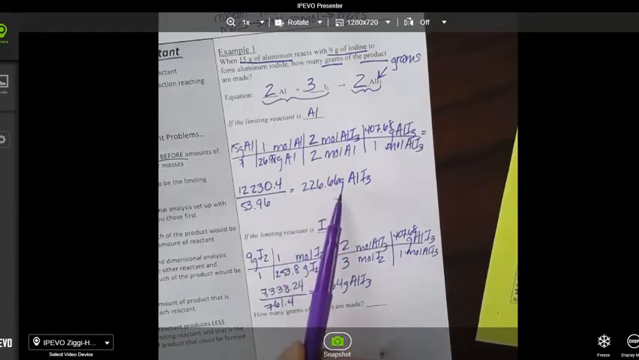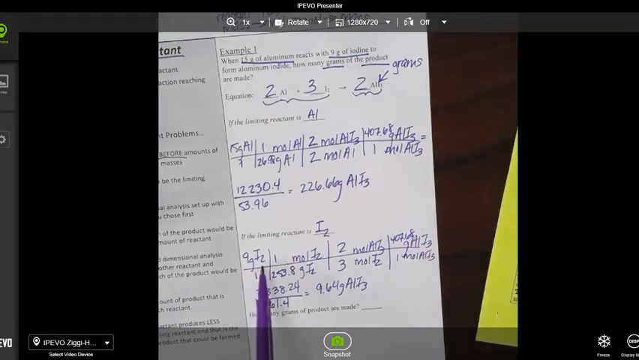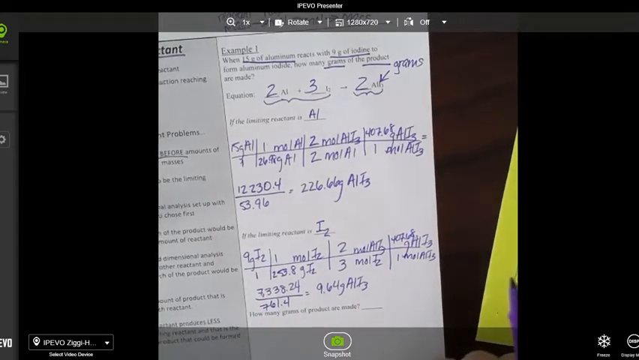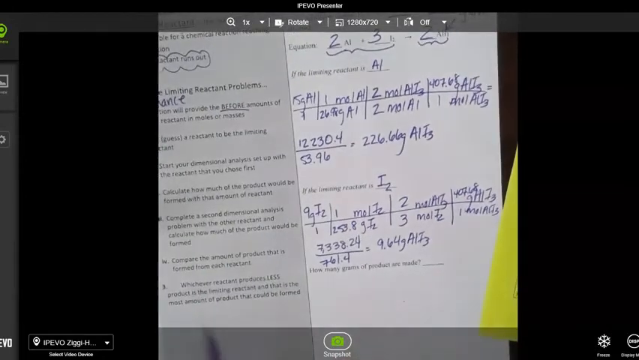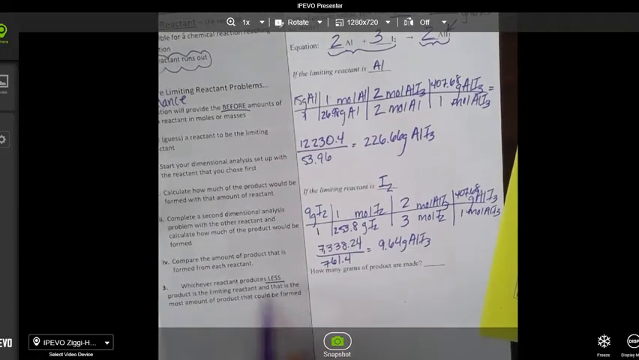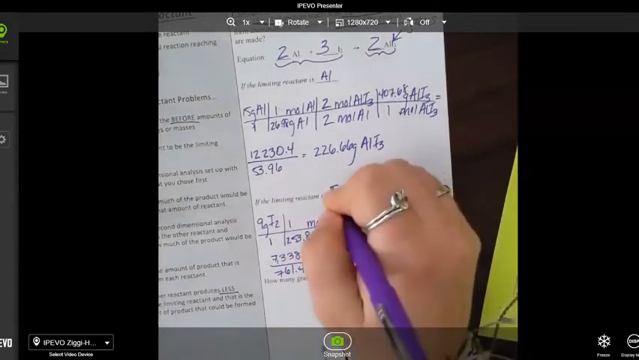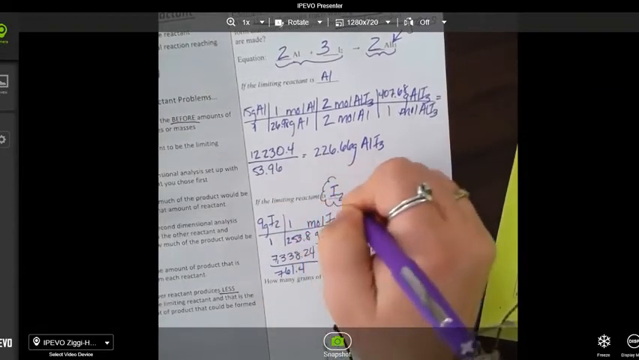All right, so if I have 15 grams of aluminum, the amount of aluminum iodide I can get is 226.66 grams. If I start with 9 grams of iodine, I can get 9.64 grams of aluminum iodide. So which of these limits how much aluminum iodide I could get? Basically, whichever reactant produces the less product is the limiting reactant, and that is the most amount of product that could be formed. So I2 is the limiting reactant.